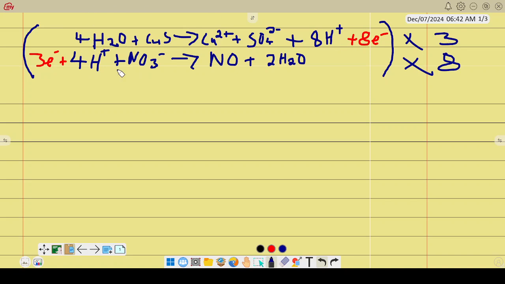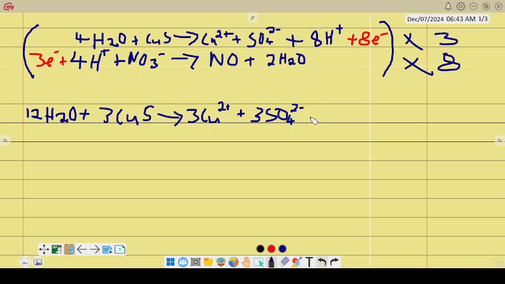So we're going to say 3 times 4H2O, we're going to have 12H2O, plus 3 times copper sulfide, giving us 3 times copper ion, it is 3 copper ion, 3 times sulfate, it is 3 sulfate ion, and then 3 times this, it's 24 hydrogen ions, and then 3 times 8 electrons is going to be 24.